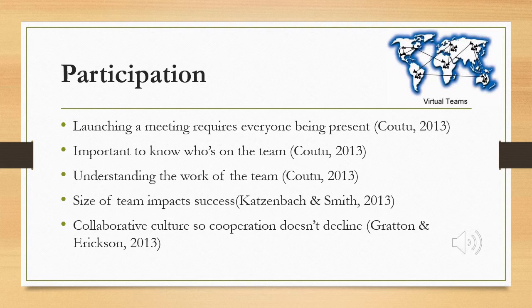The size of the team impacts success as well. Two to twenty-five people is what's typically ideal for a team. And a collaborative culture, so cooperation doesn't decline, is necessary as well. Time zones have to be recognized, with meetings maybe early in the morning or in the evening, so people are able to all be accommodated with whatever time zone they're on, and also physical location as well.